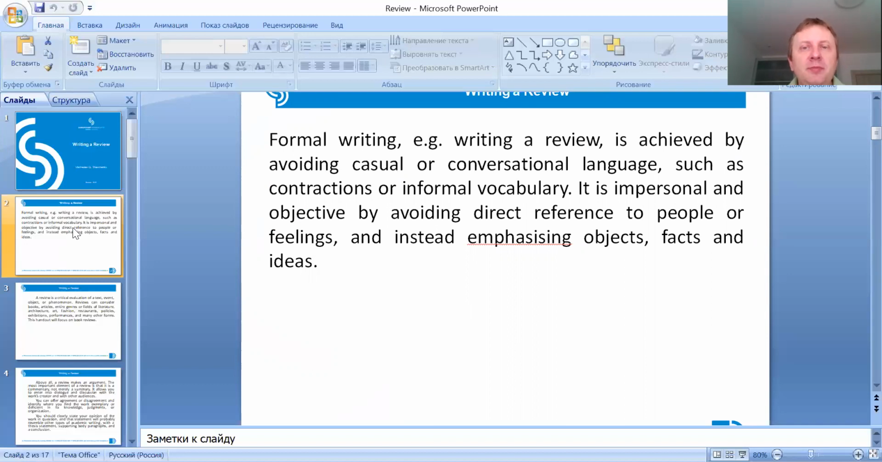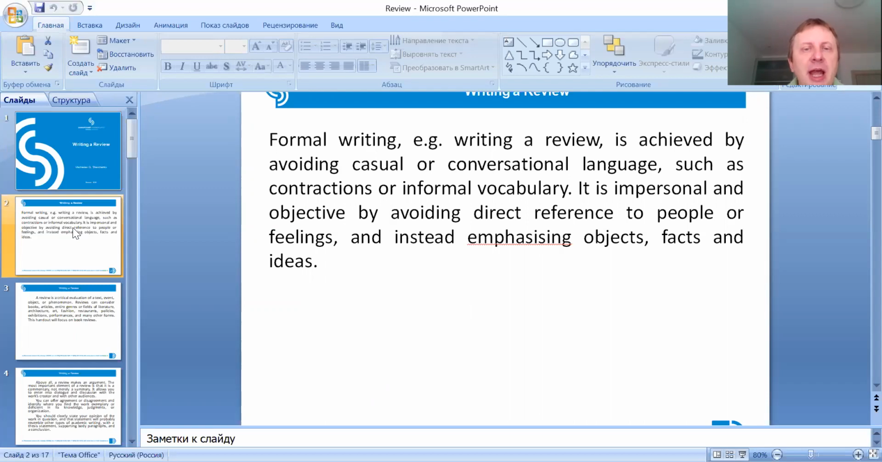What is formal writing? As I've said, it is achieved by avoiding casual or conversational language, for example, contractions or informal vocabulary. You don't say, I just saw my dog yesterday. No informal vocabulary, okay?